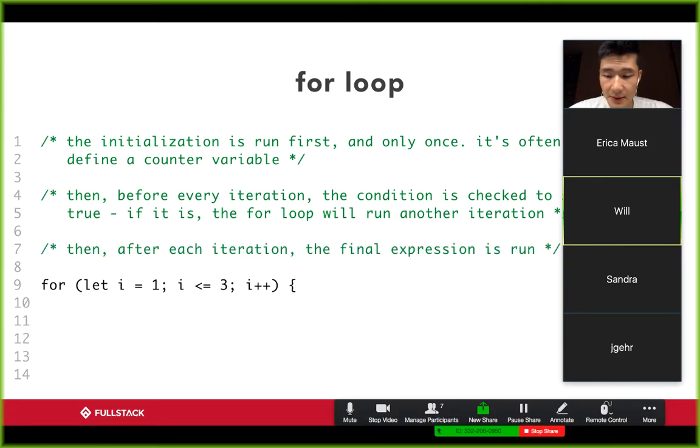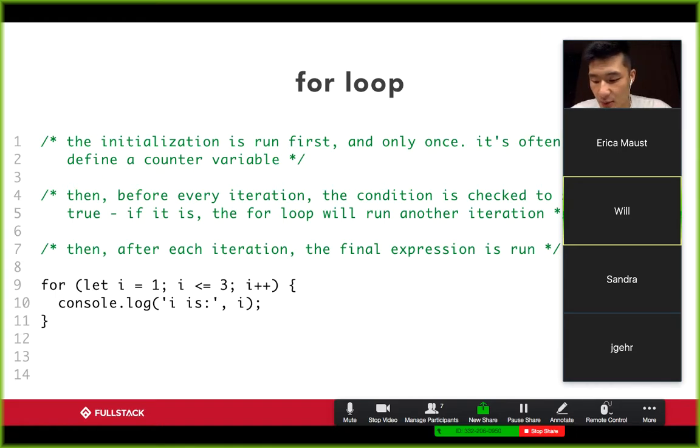Yep, so this is basically what I was saying. If we look at this for loop on line 9, within the parentheses, our first step is the initialization step, and it says let i equal 1. All that's doing is, well, one thing, this runs first and it runs only once. So please keep that in mind.